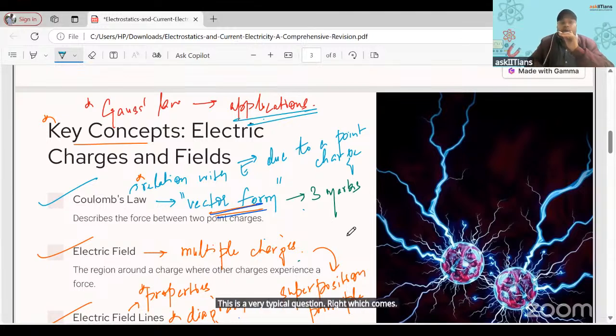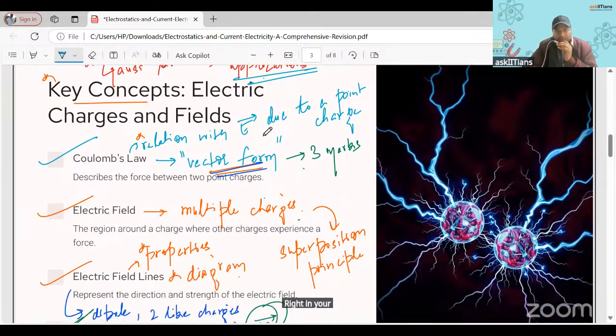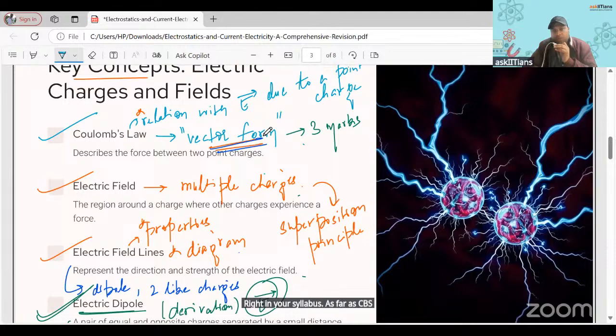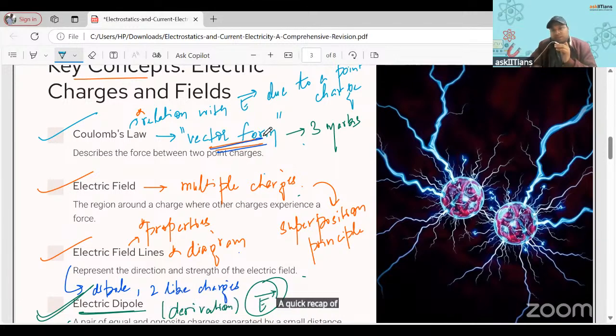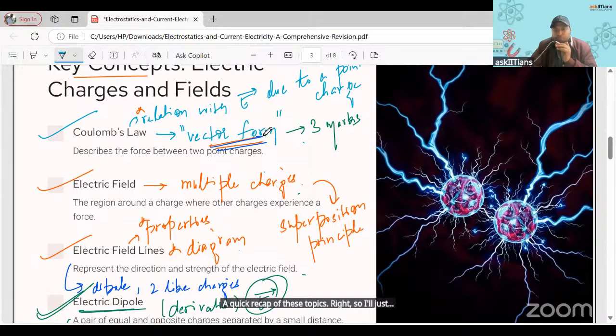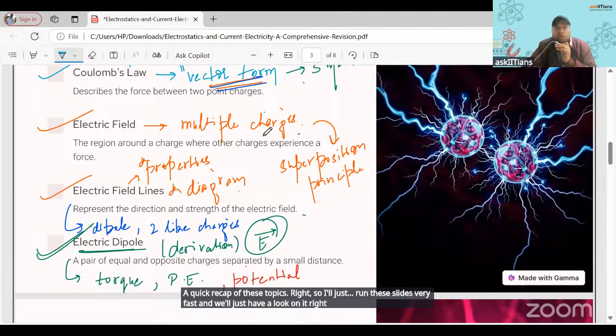And then we have due to an infinite wire, due to an infinite sheet, and due to a spherical shell. So these three or four topics only are there in your syllabus, as far as CBSE is concerned. These are all the important topics from electric charges and fields that you must keep in mind. I'll be sharing the next presentation, which has a quick recap of these topics. I'll run these slides very fast, and you just have a look at it.